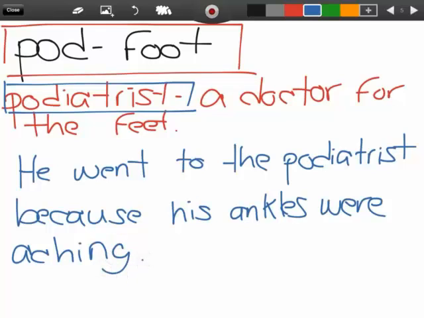I'm going to read that to you. He went to the podiatrist because his ankles were aching.